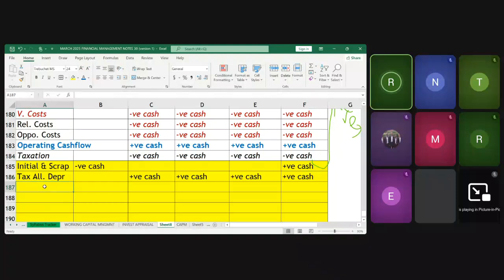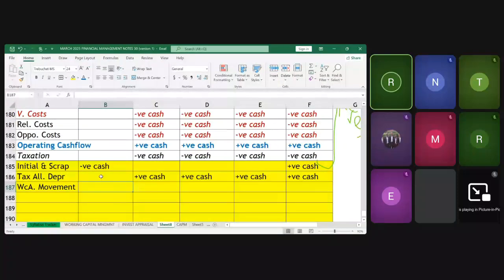Tax allowable depreciation. You should also be able to incorporate working capital movements, right? There is no investment that you can actually have without you investing working capital. So your working capital is initially negative.